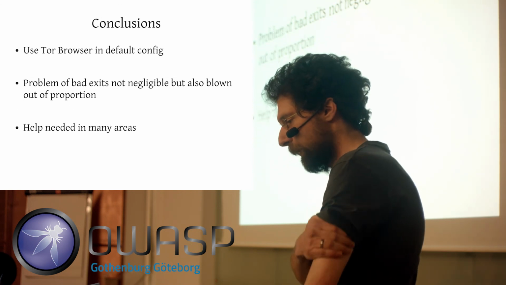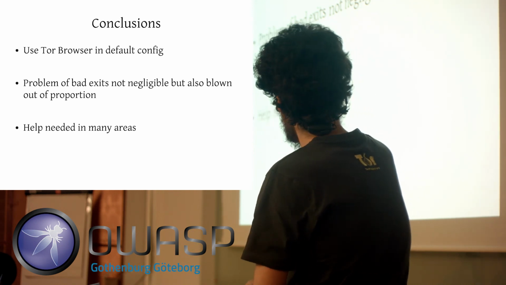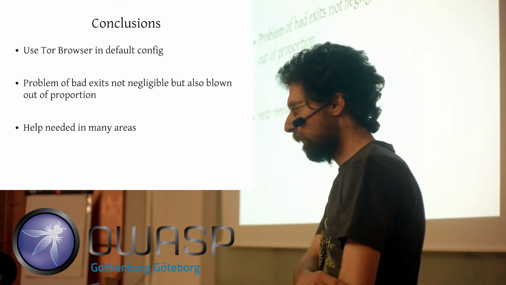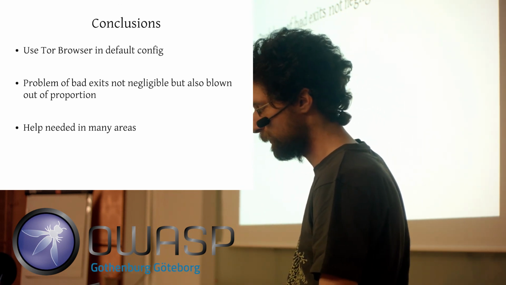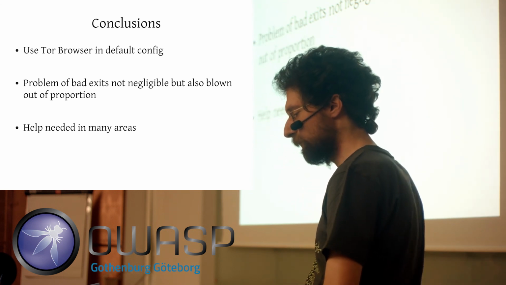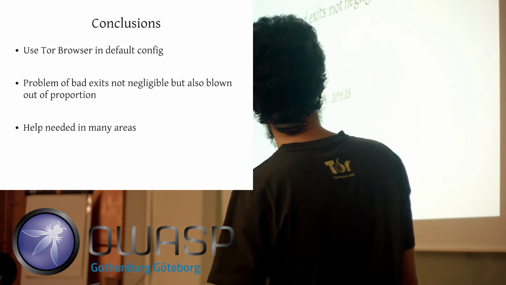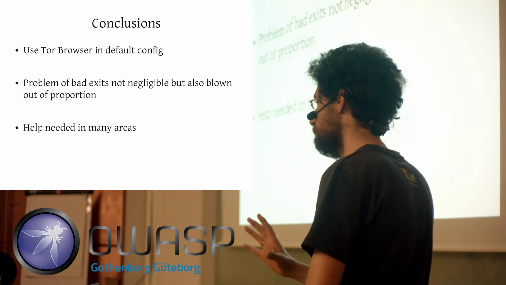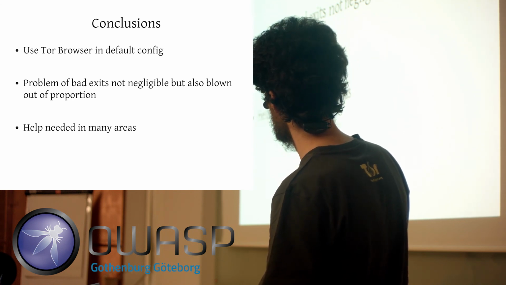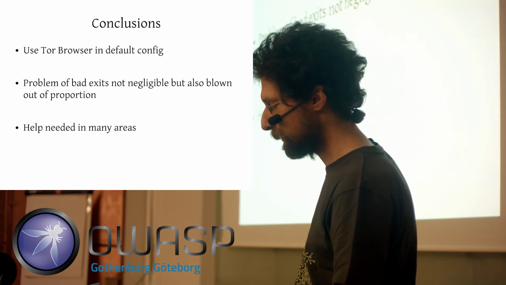So we have some conclusions prepared. They're basically almost obvious, I think. So you should use Tor Browser by default. This is the most sane thing you can do at the moment if you want to surf over the Tor network. The problem of bad exit relays is not negligible, but it's, as Philipp said, also blown out of proportion. If you look at how many exit relays we have, how much effort we take detecting them quickly and disabling them quickly, and how much protection Tor Browser is giving you.